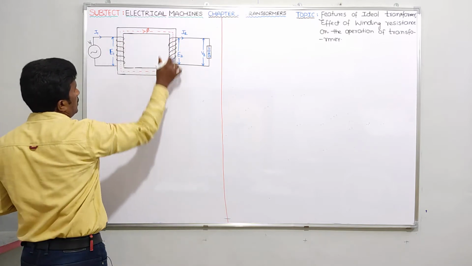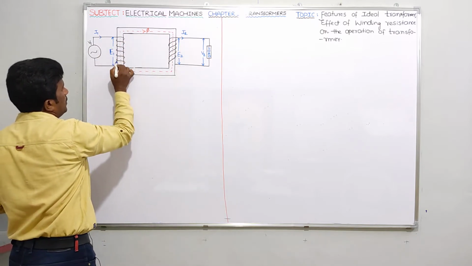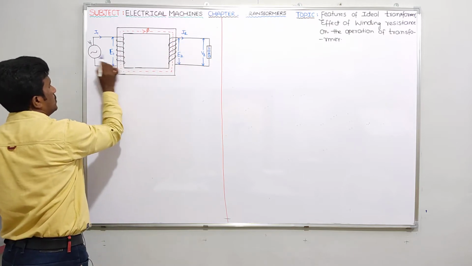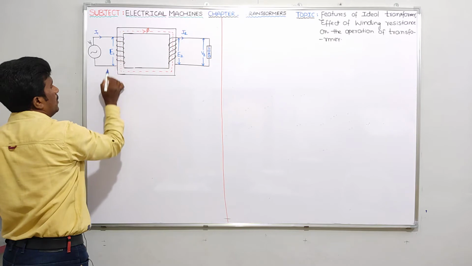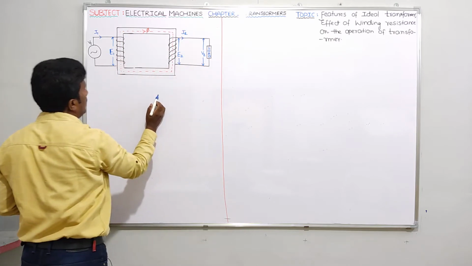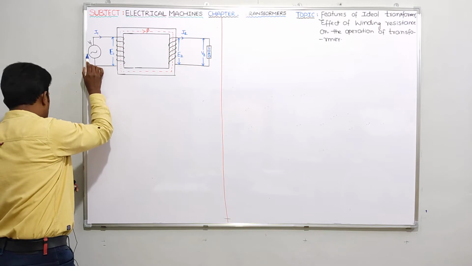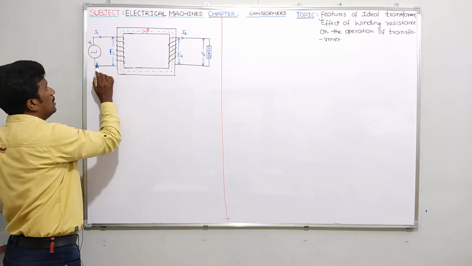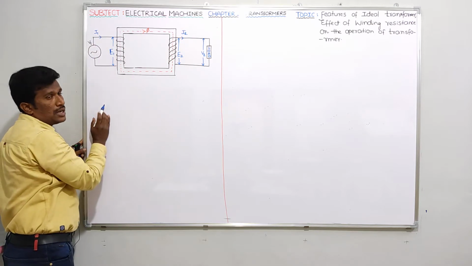The transformer core having two windings, primary winding, secondary winding. Already we know the winding which is connected to the source is nothing but primary winding. Winding which is connected to the load is nothing but secondary winding. So V1 is the applied voltage source, I can say time variant voltage source connected to the transformer, and I1 is the primary current.